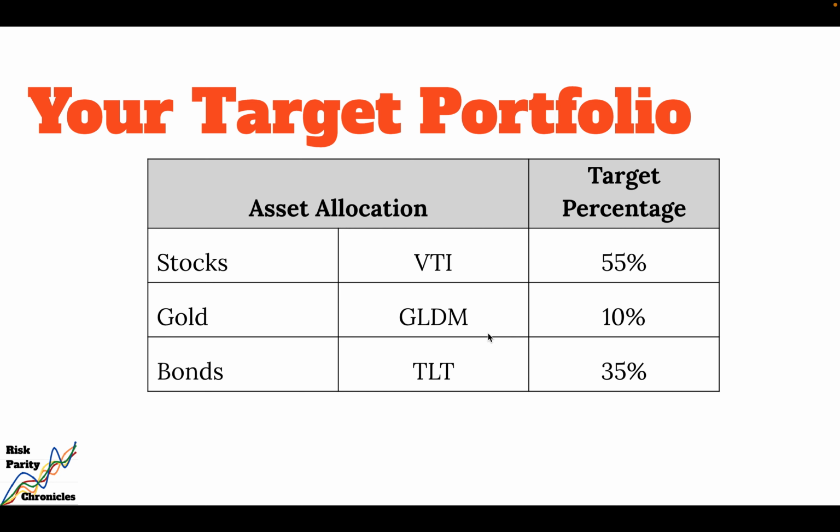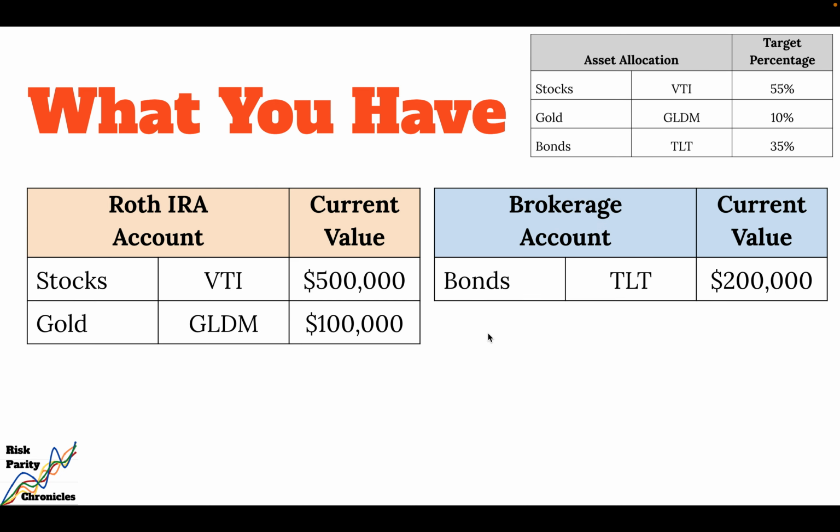You want 55% stocks, 10% gold, and 35% bonds. You started off with $1 million, but due to the dismal performance of 2022, you are down 20%, and now you have $800,000 total. Of that money, you have 3 different assets, and they happen to be in 2 different accounts. In your Roth IRA, which you obviously don't want to touch until you're retired, you have $500,000 in stocks and $100,000 in gold. Your brokerage account, meanwhile, has all your bonds worth $200,000.